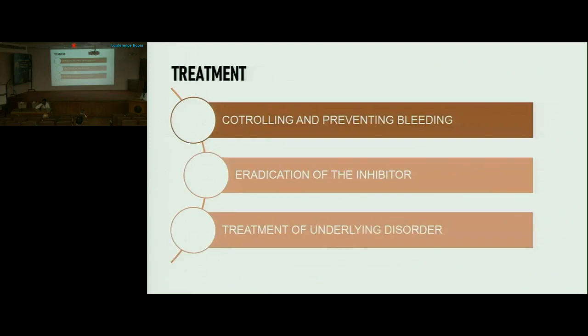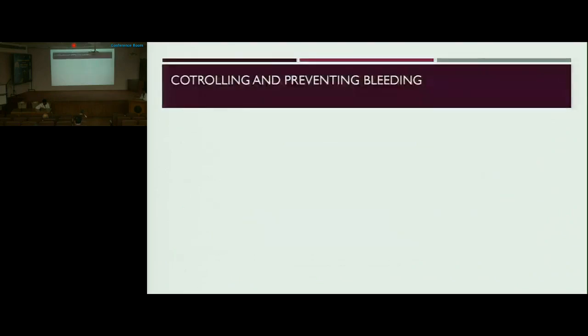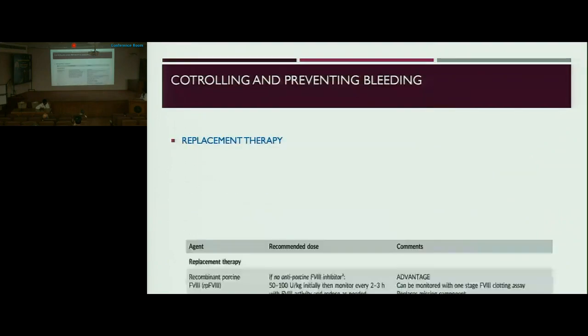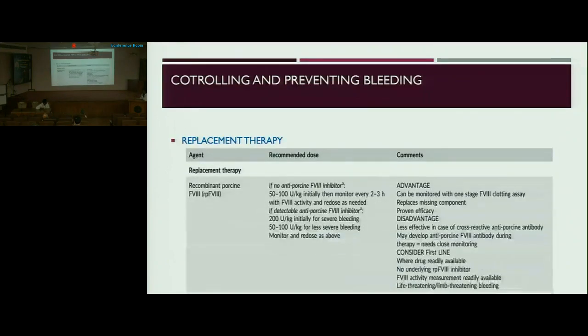Treatment consists of control and prevention of the bleeding, eradication of the inhibitors, and treatment of the underlying disorder. The control and prevention of bleeding is by replacement therapy with recombinant factor 8 protein, considered as first line in life-threatening or limb-threatening bleeding. The disadvantage is that in patients in whom antibodies are present against the recombinant factor 8 protein, it cannot be used. The advantage is that it can be monitored with a one-stage factor 8 assay. The dose is 50 to 100 units per kg initially, every 2 to 3 hours, to measure the factor 8 level.